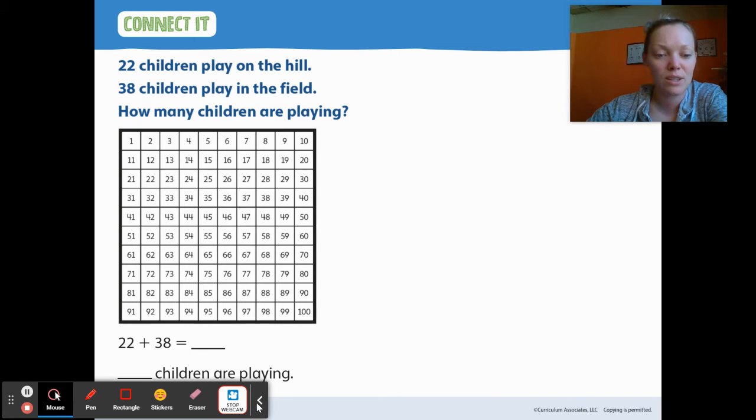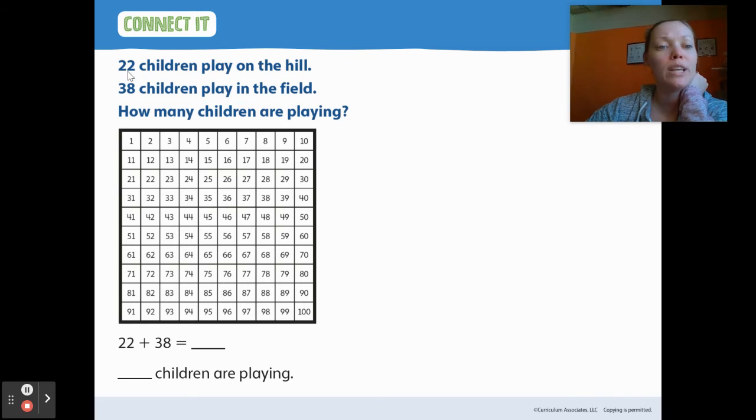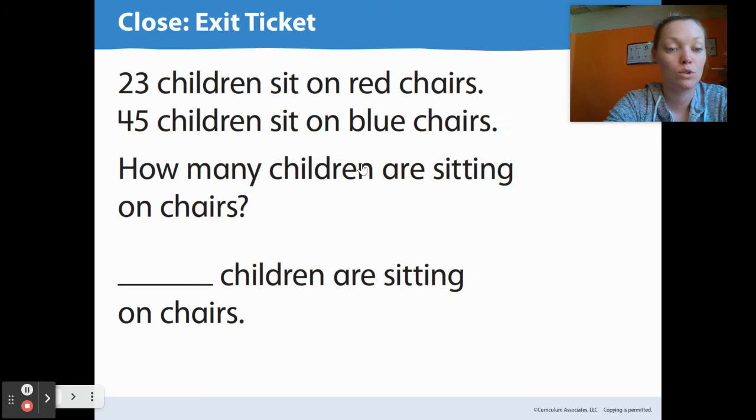So let's take a look at this new problem. 22 children play on the hill. 38 children play in the field. How many children are playing? So how is this problem like the last problem we did with the pennies? It's the same about them. On this one, you're adding. On the penny ones, you are adding. And we're adding two two-digit numbers.